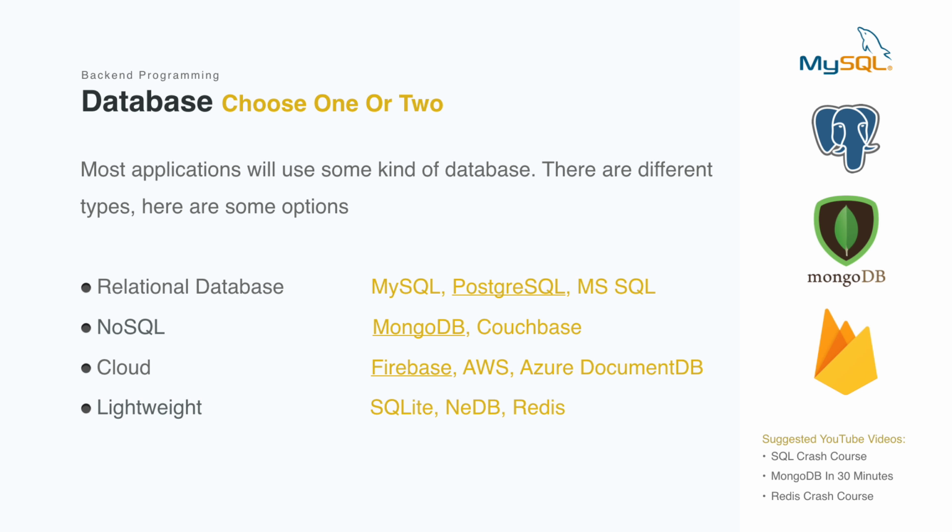Then you have databases like SQLite, NeDB, which is a JavaScript database, Redis, which can be used for both caching and as a database. And these are good for prototyping and good for small apps that have a very, very small amount of data.